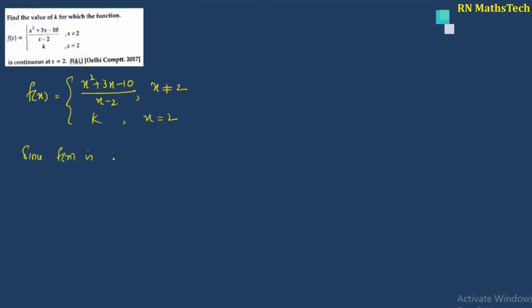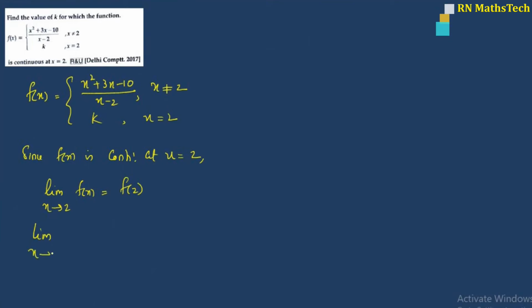Next one, find the value of k for which the function f of x is defined by x square plus 3x minus 10 by x minus 2, x not equal to 2 and equal to k, x equal to 2. Okay. Since f of x is continuous at x is equal to 2, limit x tends to 2, f of x is equal to f of 2.